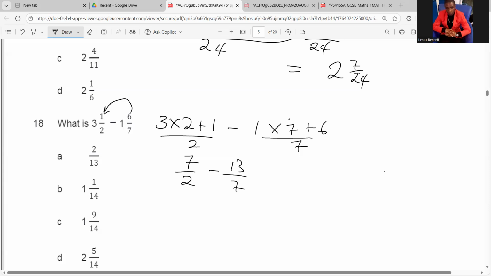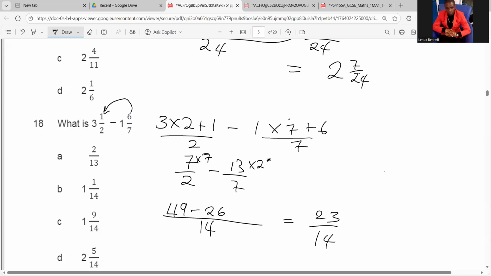Find our LCM, which would be 14. 2 into 14, 7 times. So we multiply 7 by 7 to give us 49. 7 into 14, 2. 2 times 13, 26. So 6 from 9, that leaves 3. 2 from that leaves 2. 2 from 4 leaves 2.